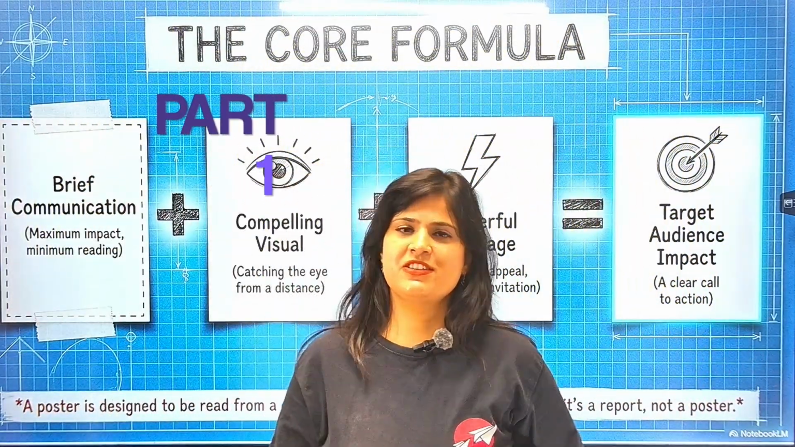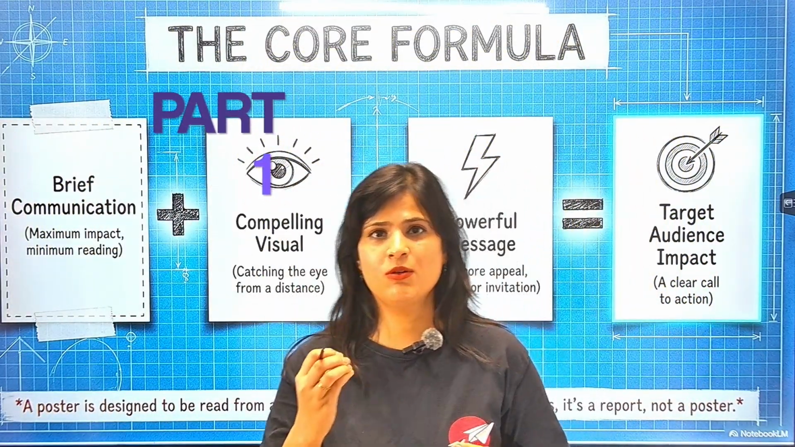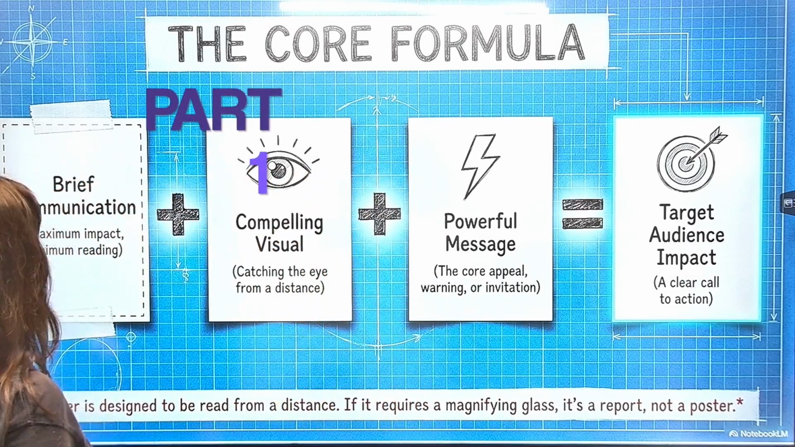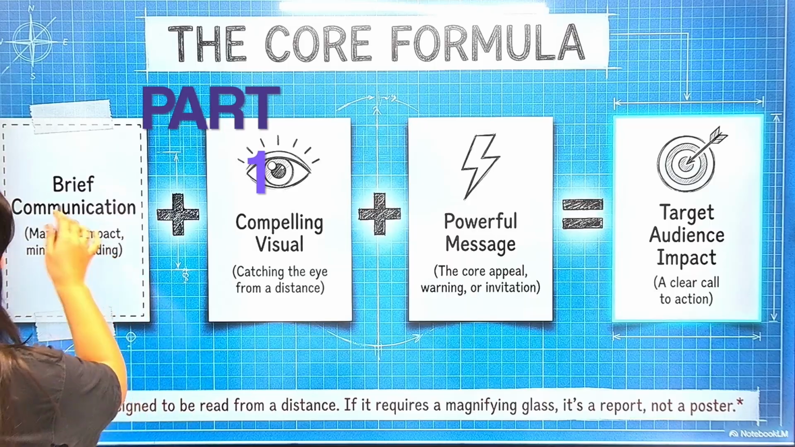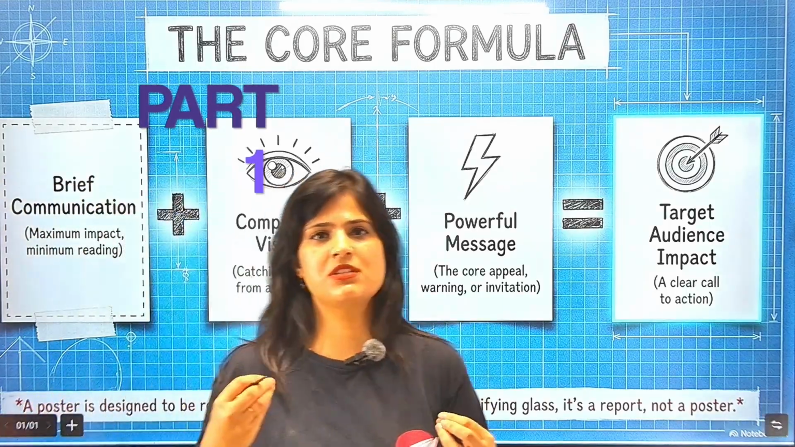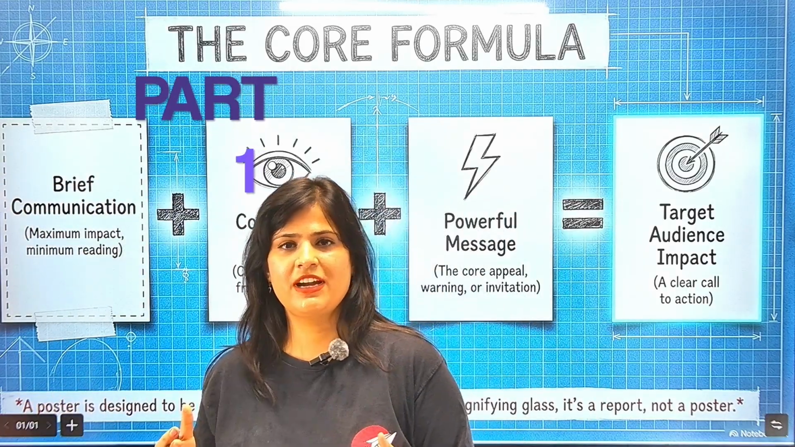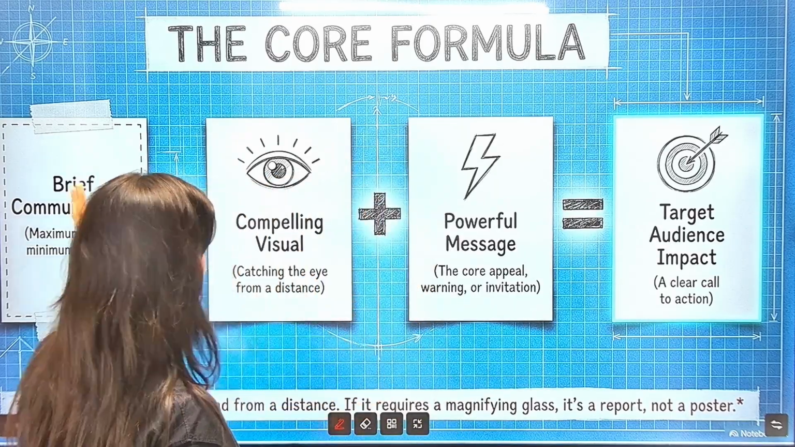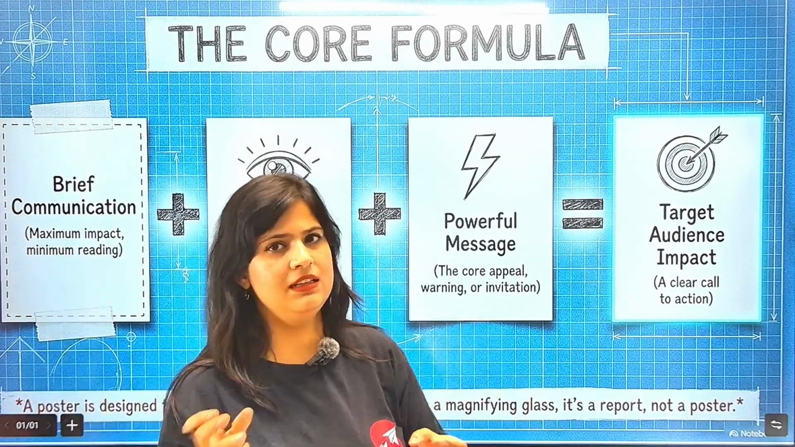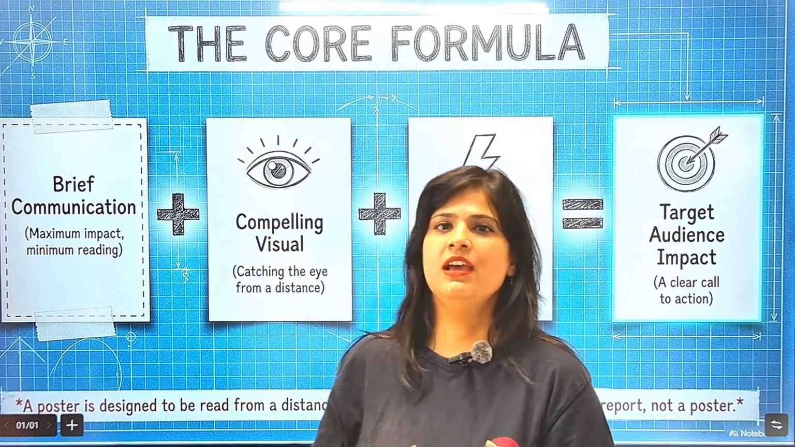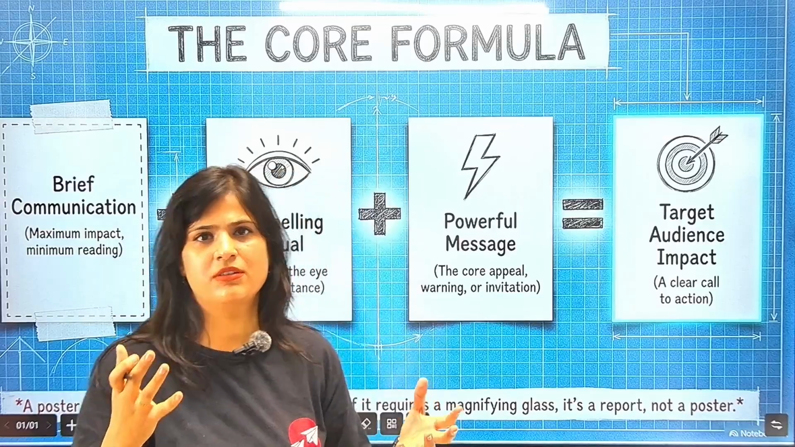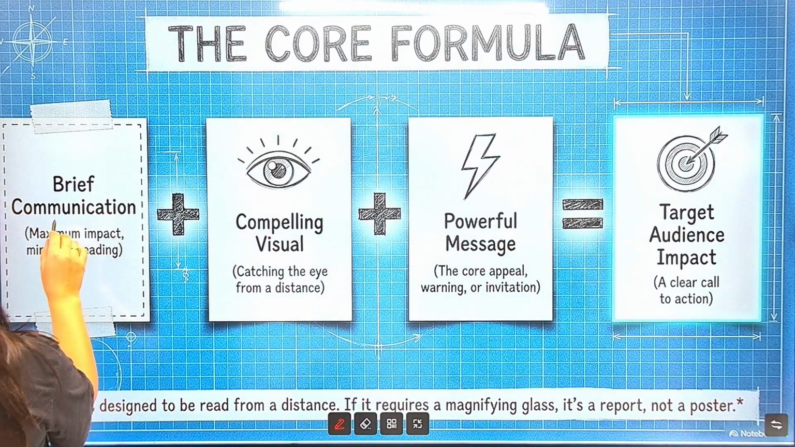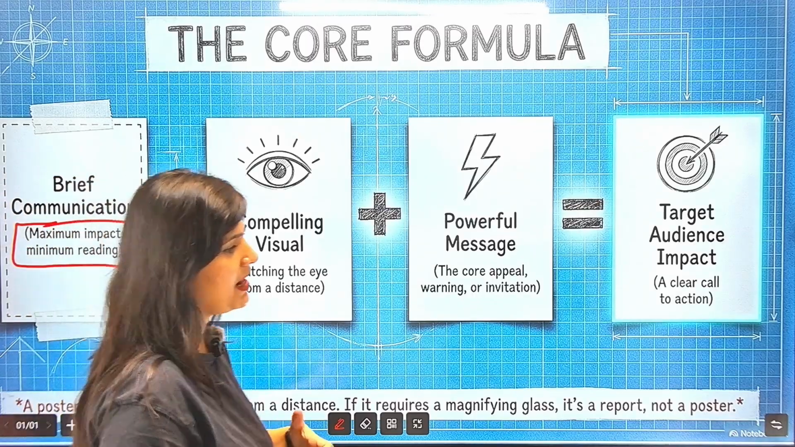So first part of the session, the core formula, where we are discussing what are the elements that make up a good poster. Definitely, when we talk about poster, it is a brief form of communication. हमें ये पता है कि poster is actually a short piece of writing, right? And it is only to be written within 50 words. Now, those 50 words include everything: the title, the message, the issuing authority, and the details, the information, the venue details. So it is going to be a really brief communication and has to create maximum impact with minimum amount of reading.